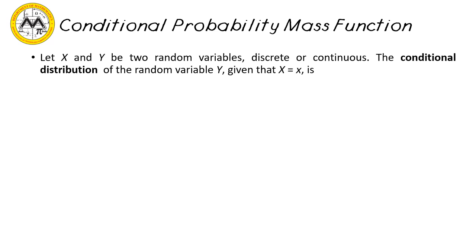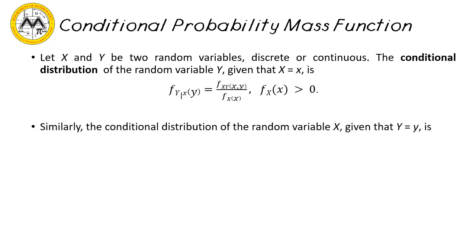The conditional distribution of the random variable y, given that x is equal to x, is denoted by f of y given x of y equals f of xy of x, y all over f of x of x, provided that f of x of x is greater than 0. Similarly, the conditional distribution of the random variable x given that y is equal to y is given by f of x given y of x equals f of xy of x, y all over f of y of y, provided that f of y of y is greater than 0.